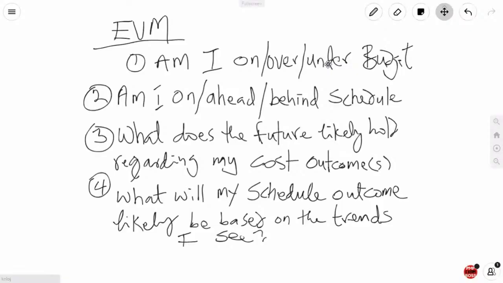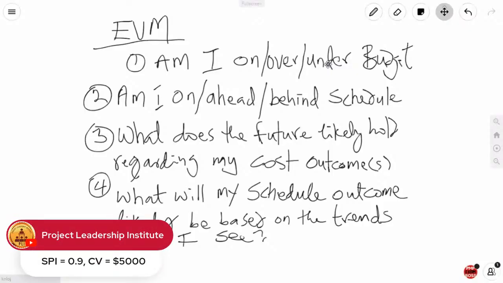So Phil is saying, if you're taking the exam in 2025, SPI, CPI, CV, SV, and the interpretation of it. Let me give you a quick test for those of you who are takers. I'm going to put this in the chat. If I say SPI is 0.9 and CV equals $5,000, let's just do this very quick test. I'll put it on the screen right here. Tell me, what does this mean?